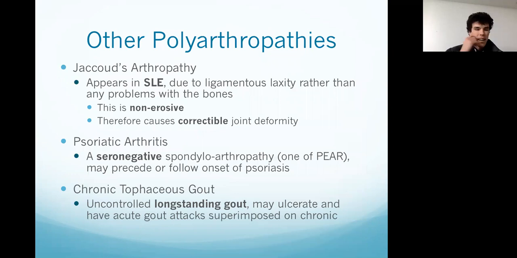Okay, the other ones aren't that big a deal. Jaccoud's arthropathy is actually secondary to lupus. And the problem in that is not that you're eating up the bones with inflammation, or a mechanical problem.